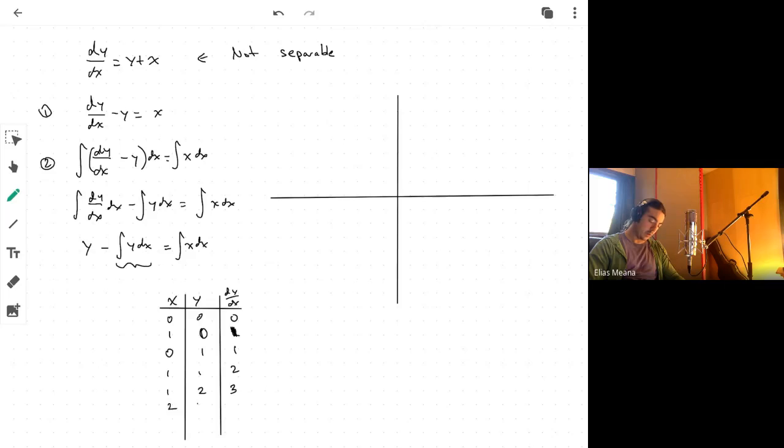If I plug in 2, 1, I get 3, and so on, right? So I can come up with all these different values. And what I can do is draw a tiny little line segment at each one of these coordinates that shows me what the gradient should look like, right?